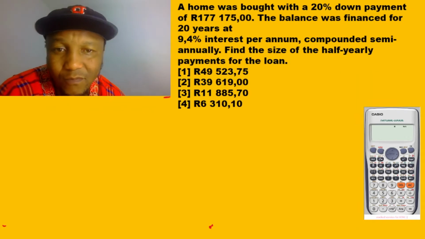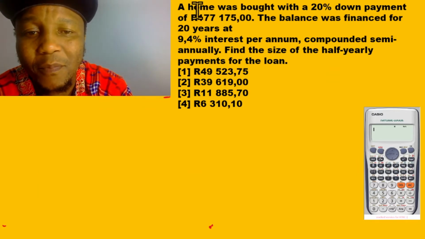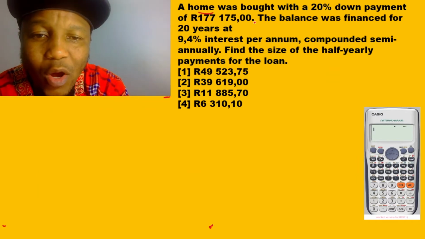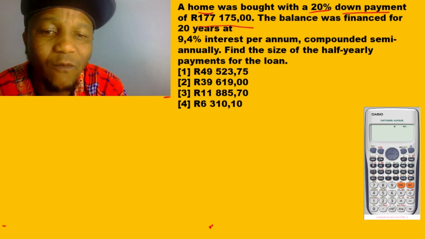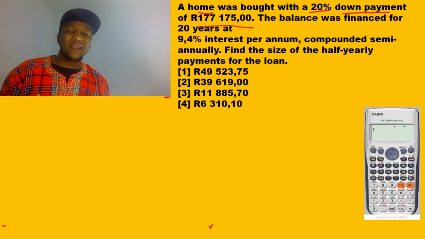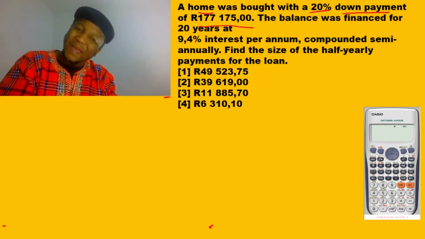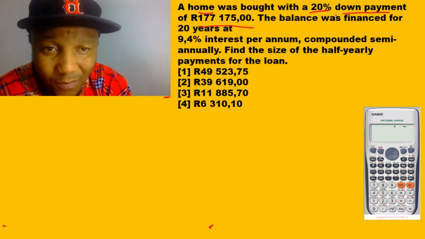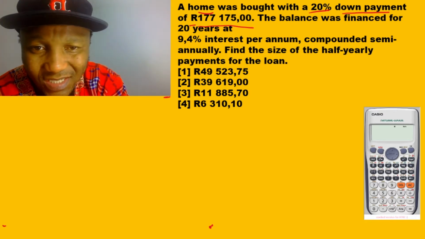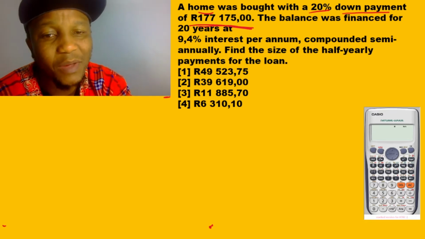Now, so they say the home was bought with a 20% down payment. Sometimes you don't have the whole money to buy the house. You can pay a down payment of maybe 20% or 30% or 50%. So this is 20%, which is the down payment amount.